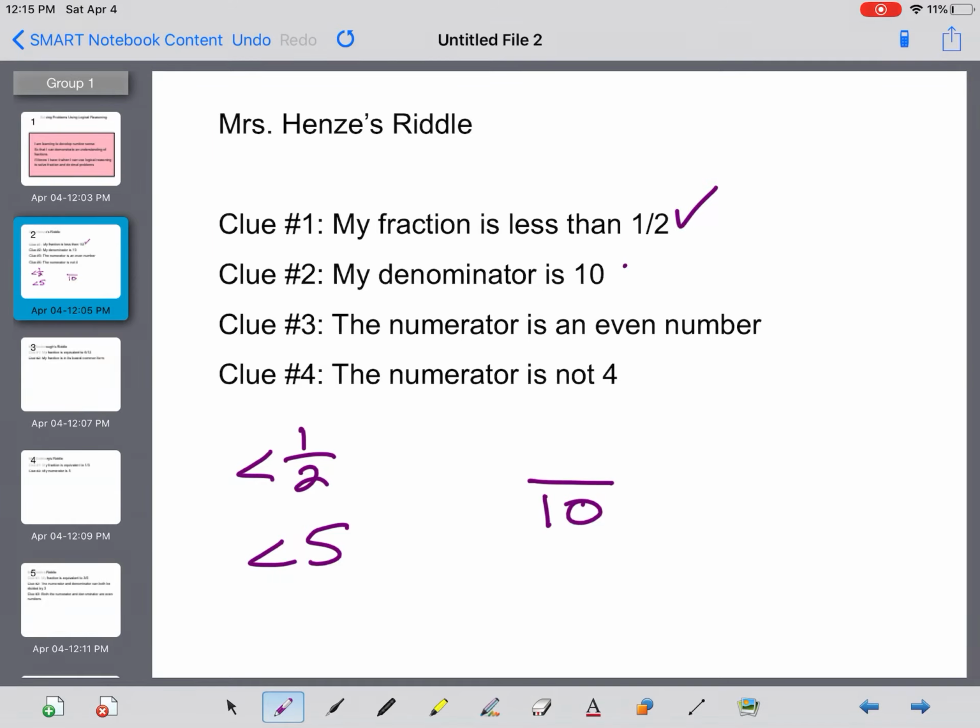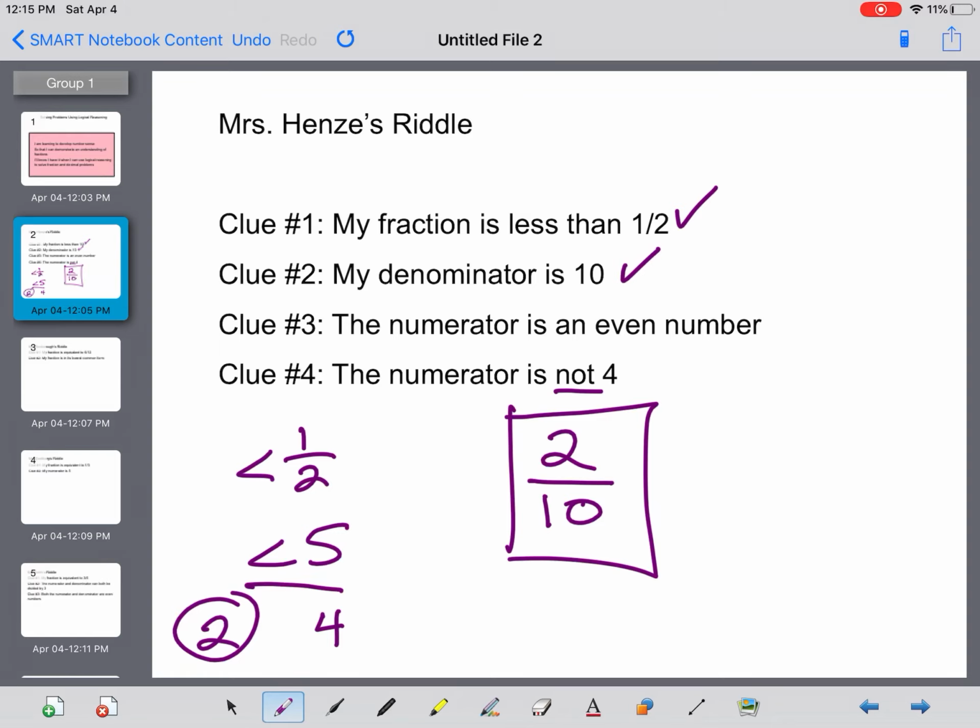Okay, we've done these 2 clues. Clue number 3 says my numerator is an even number. So I know it has to be an even number that's less than 5. That gives me 2 options. My numerator can be 2 or my numerator can be 4. But then clue number 4 says my numerator is not 4, which means my numerator must be 2. And therefore, my fraction is 2 over 10.